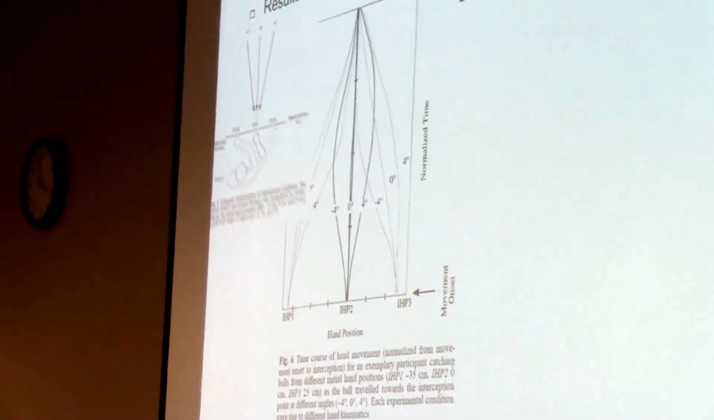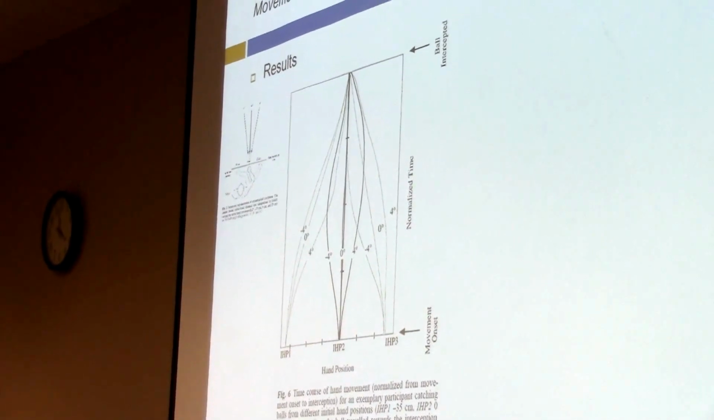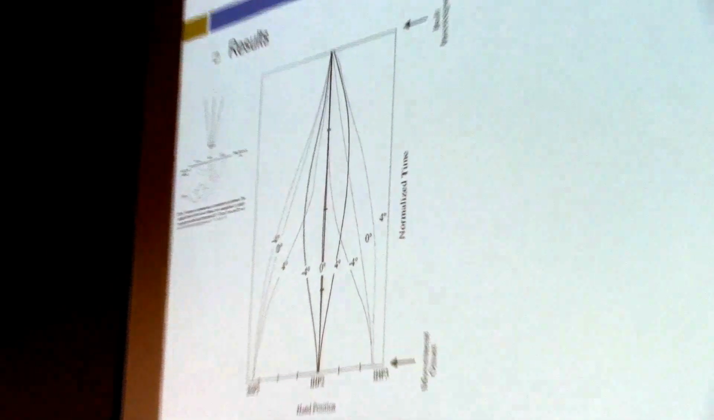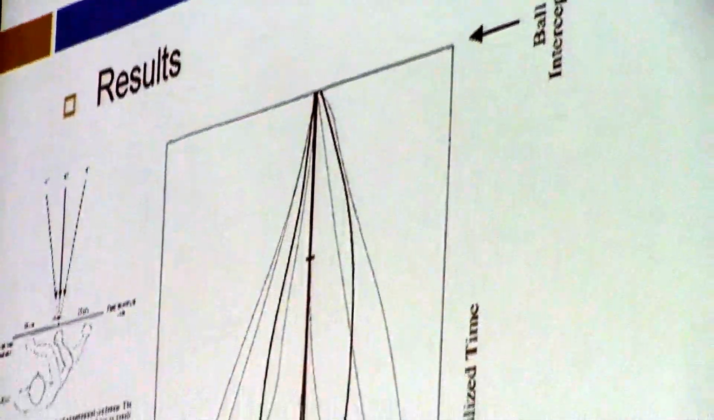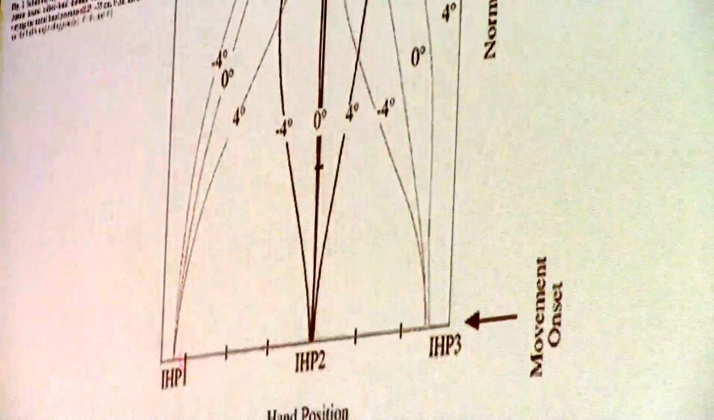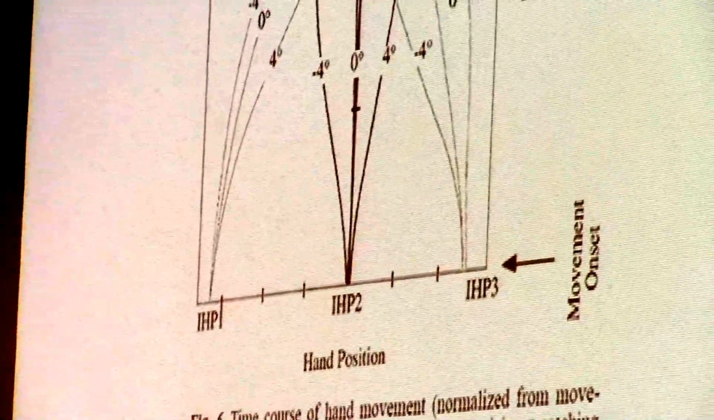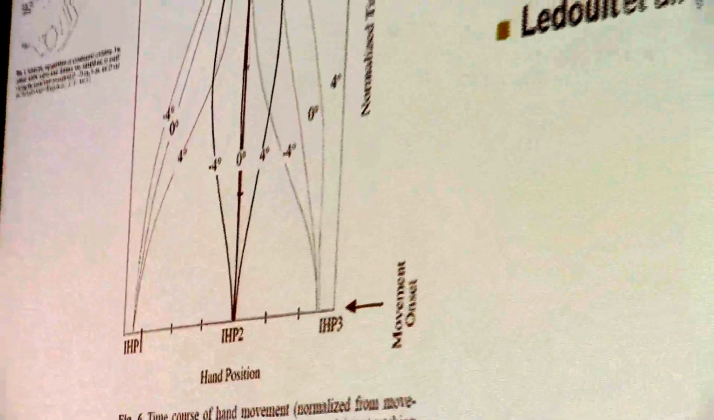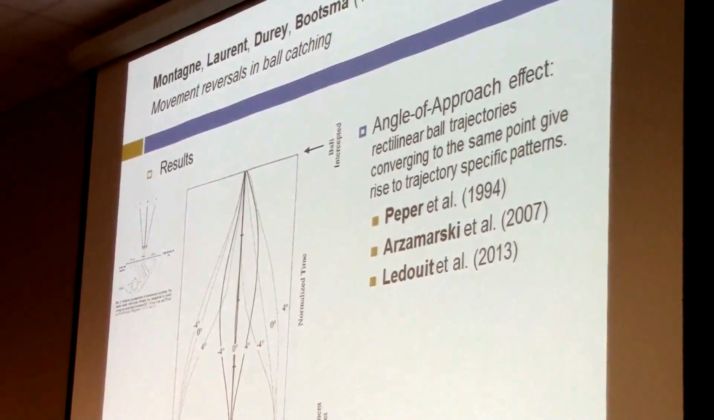So what about the results? What we see here is the average time series of the position over time. The first thing that you can observe is that when the initial hand position was -35 or +25 centimeters, participants moved differently to catch the 3 different ball trajectories. That's what we call the angle of approach effect, when rectilinear ball trajectories converging to the same point give rise to different kinematic patterns. But those results were largely demonstrated in the literature.